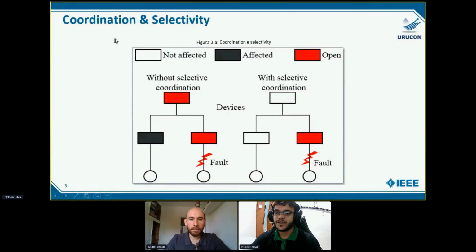Here we have an example of protection. The protection must be designed with a view to coordination and selectivity. In this example, we notice that in the case with selectivity and coordination, only the faulted section was isolated, different from the other. So we can conclude that selectivity is about the characteristics of the faults, when the protection devices have to activate, and coordination is about the sequence of activation.